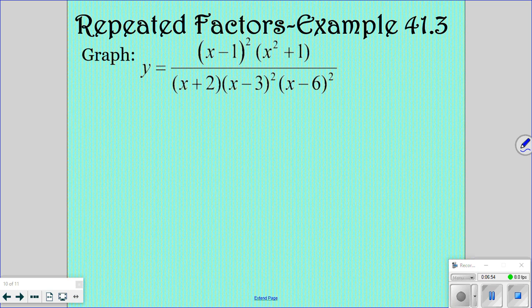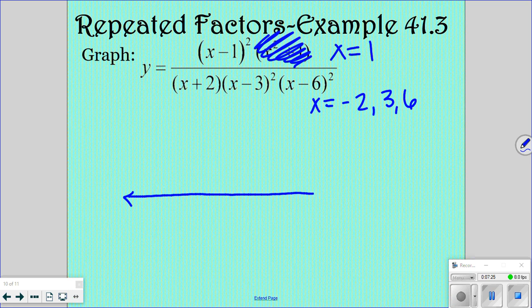So first off, you want to get rid of any of your irreducible factors. So you have to look carefully because it's not just if you see a squared, it's only if you see an x squared. So the only one that's an x squared is this one right here, x squared plus 1. So mark it out and ignore it. So now you're going to look at your numerator. You have a 0 at 1, and in your denominator you have a 0 at -2, 3, and 6.